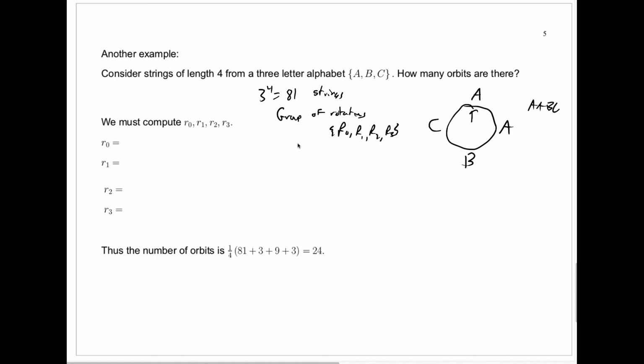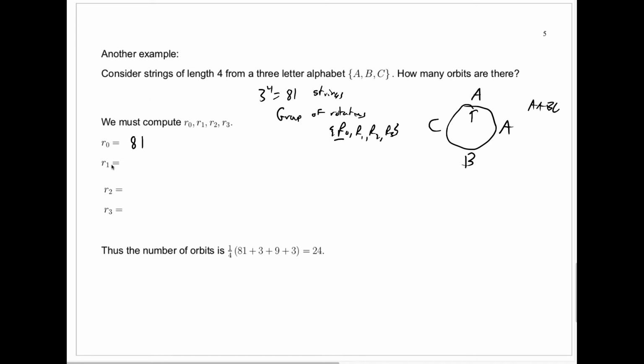Well, now using our new counting method, all we need to do is compute little r0, little r1, little r2, and little r3. These are the invariant numbers for these rotations. And we ask how many of these 81 strings are fixed by R0. Of course, the answer is easy. It's 81. R0 doesn't change any string. It leaves them all alone. So every single string is fixed by R0. That's certainly the easy one.